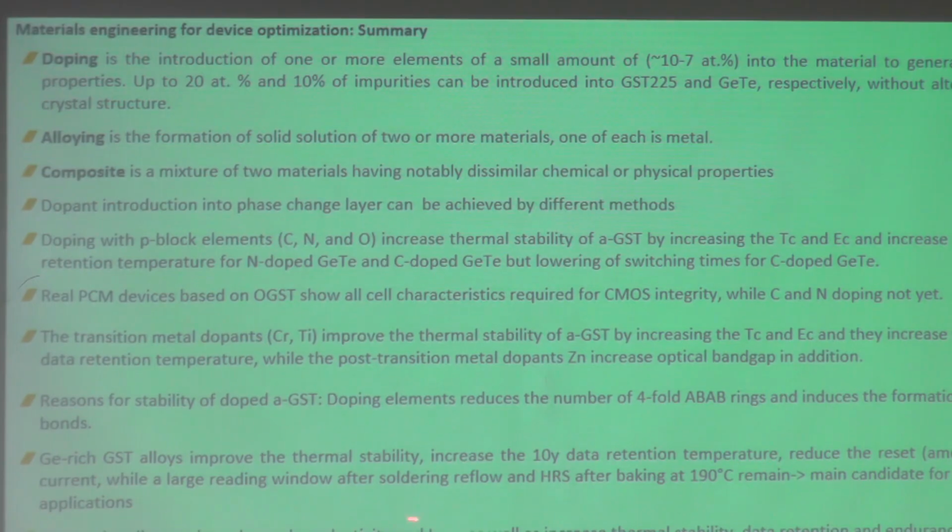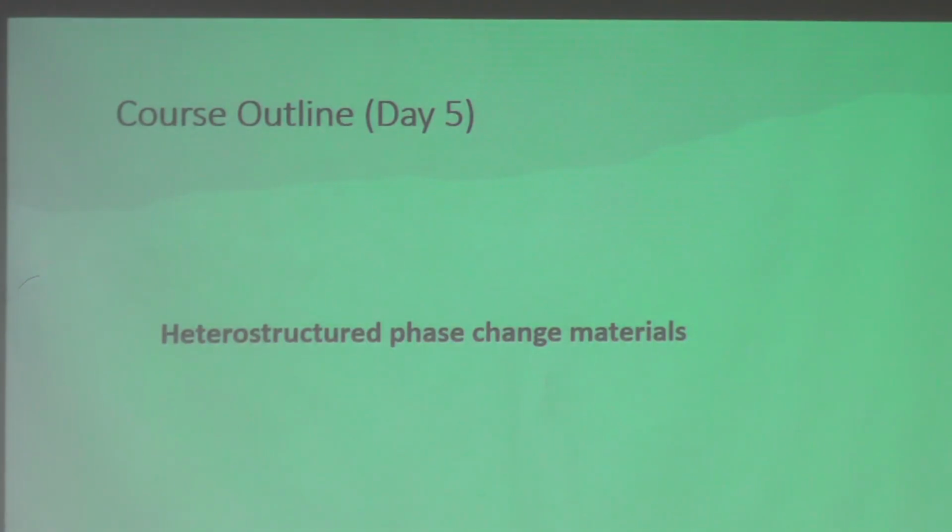Composite alloys reduce thermal conductivity and reset current, as well as increase thermal stability, data retention, and endurance. And TBR affects the reset more than K, and electrodes must be carefully selected to increase this TBR without degrading electrical properties. So now I will go to the last part of my lecture.